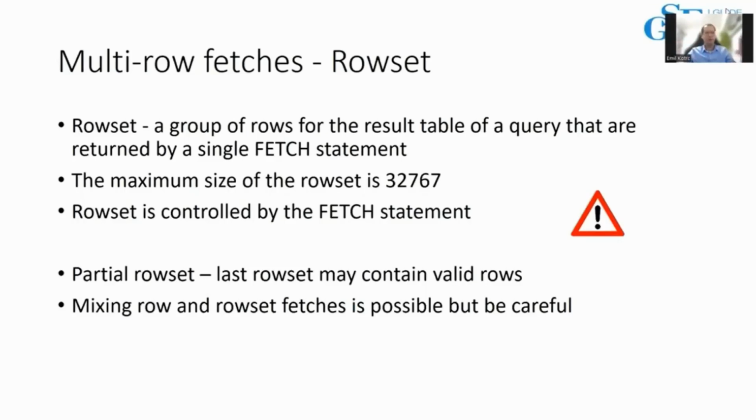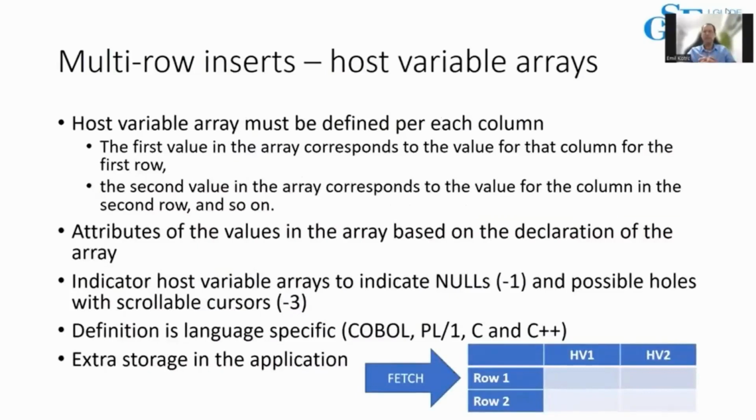Like you can do multi-row fetches combined with single row fetches. So now, a bit more about the host variable arrays. The concept is the same as we discussed for insert. For every column, you need to have a host variable array defined, right? And the first value in the array corresponds to the value for that column for the first row, and so on.